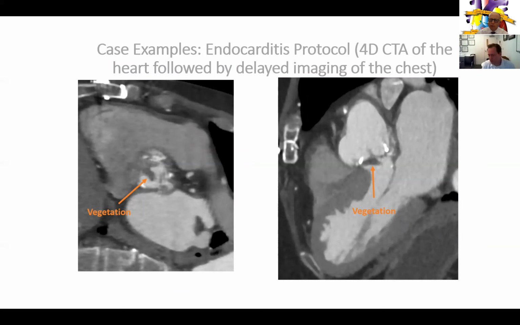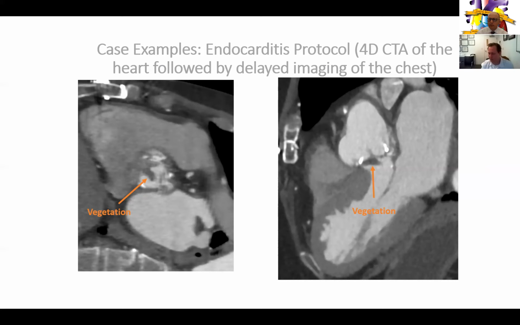So there are different protocols. What we generally do is we have an endocarditis protocol. And in most patients, that ends up being a full retrospectively ECG-gated acquisition of the heart, so a 4D of the heart. In the older patients, we tend not to use dose modulation because we're not as worried about the radiation dose. However, in the younger patients, we may use ECG dose modulation, or we may use a single phase acquisition scan. But in general, we're going to do a retrospectively ECG-gated study of the heart for 4D assessment.